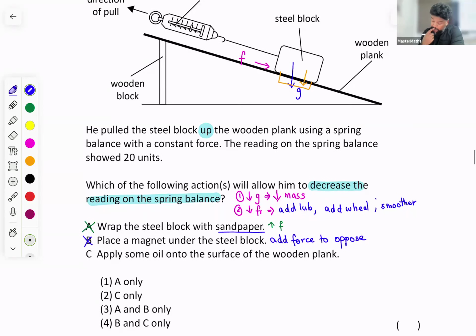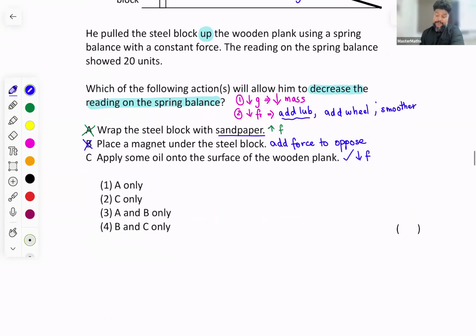Finally, put some oil onto the surface. Will this help? Yes. Why will this help? It reduces the amount of friction because oil is a lubricant. So what's the answer? Option number 2, C only.